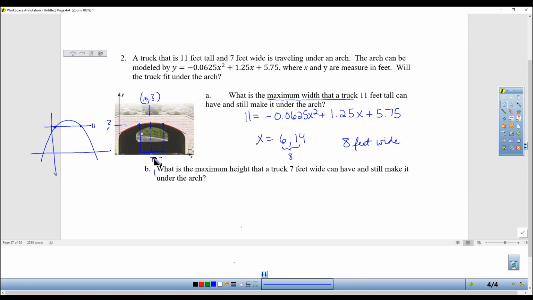So if you have a 7-foot truck, then if 10 is the vertex and your truck is 7 feet wide, that's 3.5 on either side if he goes right down the middle. So that means now you're looking at 13.5 or 6.5. So I want to know the height at 13.5, f of 13.5. And it should come out exactly the same as f of 6.5.